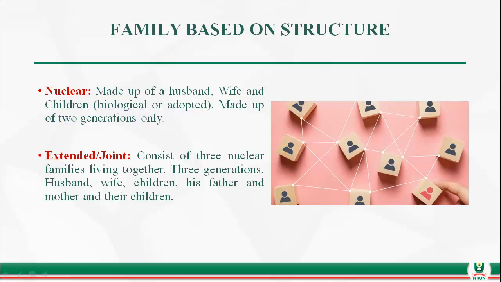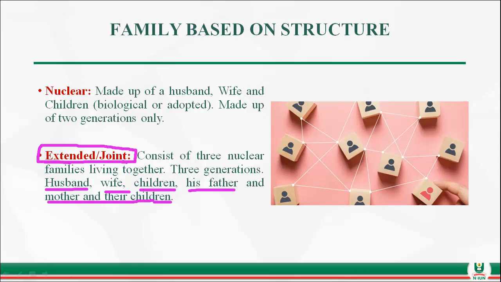So based on structure, again, we have the extended family. This consists of three nuclear families living together. So three generations are living together. For instance, the husband, the wife, the children, the husband's father and mother, and their children. So all of these living together. This is an extended or joint family. It's a very complex type of family system.